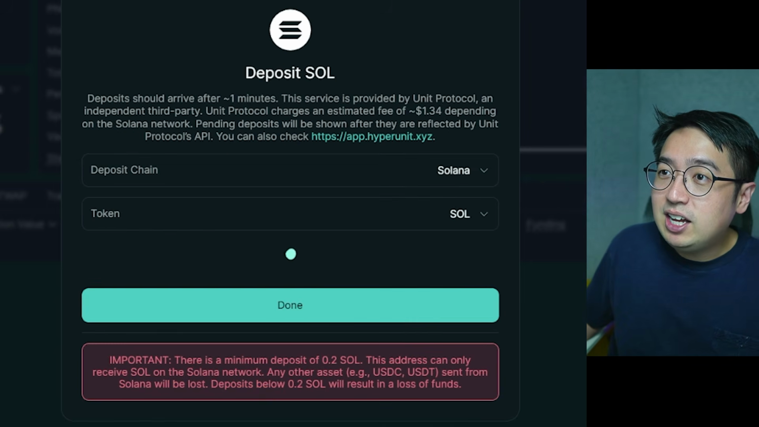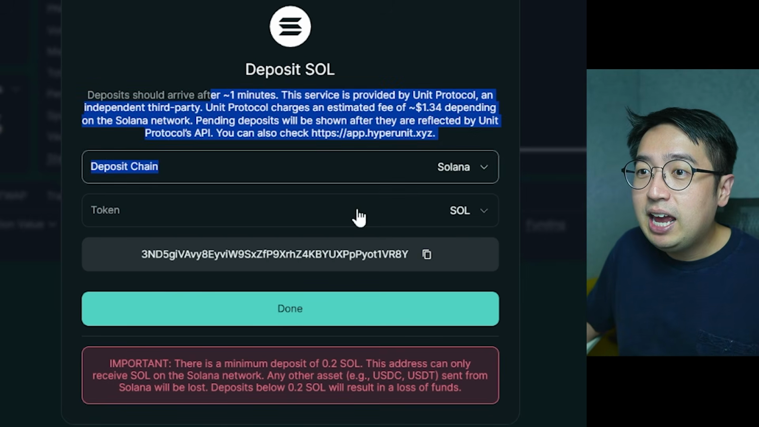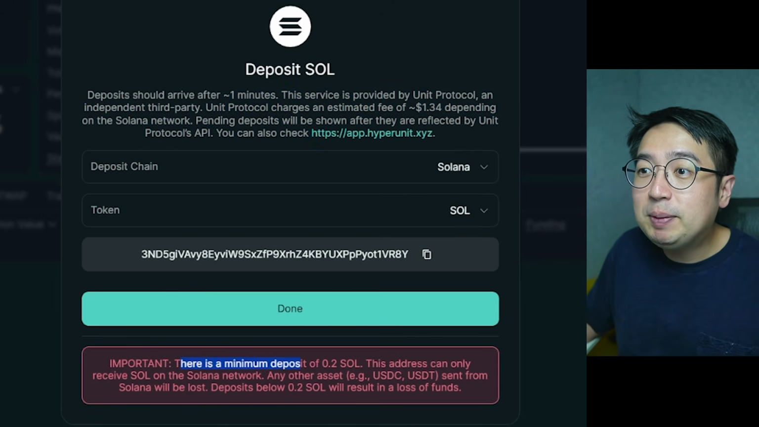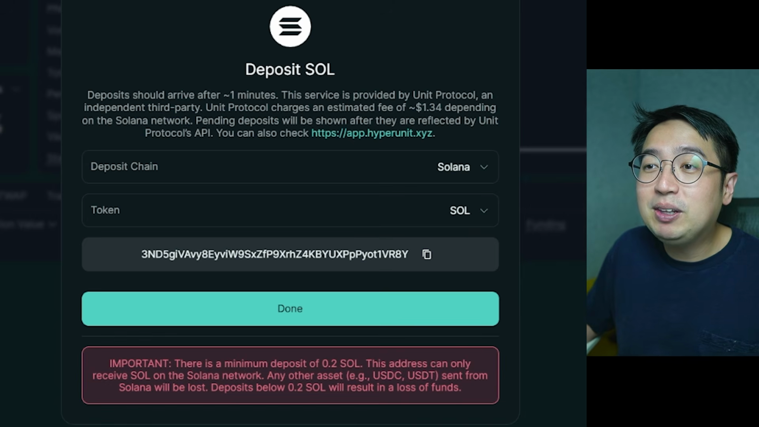Additionally, you have Solana, deposit Sol. Deposits arrive in about a minute. And important note, there is a minimum of 0.2 Sol to deposit. Any other asset like USDC or USDT sent from Solana will be lost.